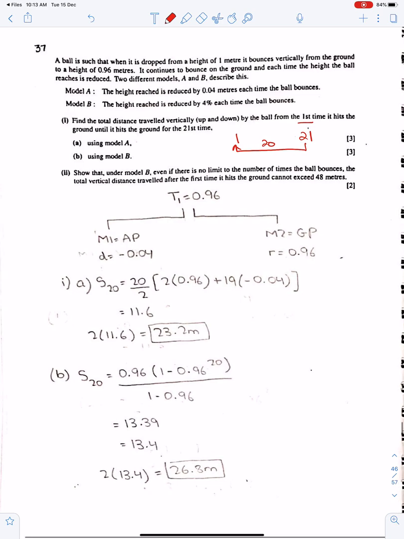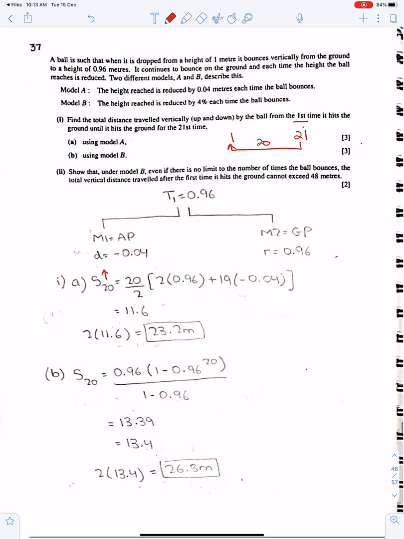And we are working only for upward distances. S20 upwards. They are asking to find both up and down, but we will work for up distances, and then we will multiply our answer by 2. So 20 upon 2, 2 into 0.96, 2a plus n minus 1 d. This is the total upward distance. So by multiplying this by 2, we can get both the distances.